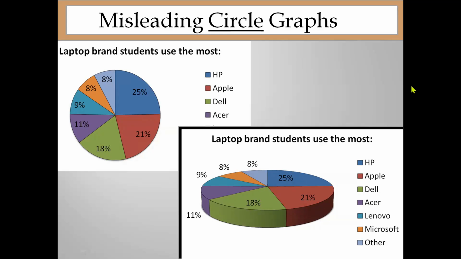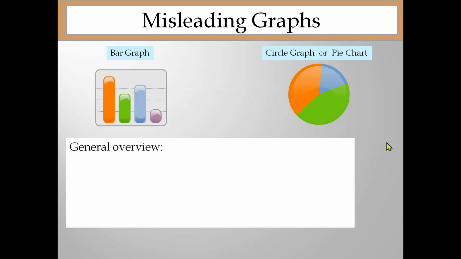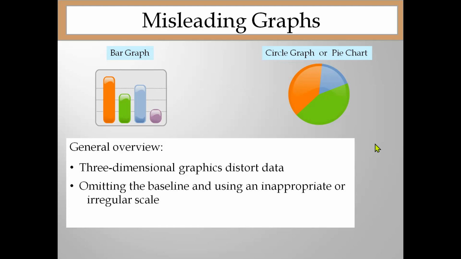So the key takeaways about common misleading graphs are: one, we have to be careful about three-dimensional graphs distorting the data. Two, omitting the baseline, meaning the zero line, in the intervals, and using inappropriate or irregular scales. Lastly, altering and displaying data to imply a specific narrative, meaning to imply something that really isn't there.